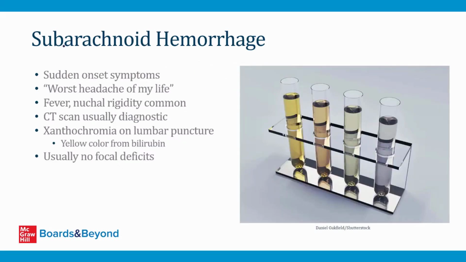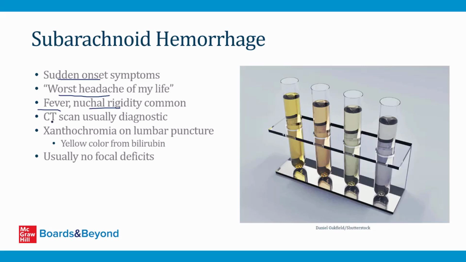So the clinical features of subarachnoid hemorrhage I talk about in detail in the video on intracranial aneurysms, but I'll briefly review them here. The symptoms usually have a sudden onset when the aneurysm ruptures. Patients will complain of a headache, and classically they will say it's the worst headache of their life. They can have fever from inflammation of the meninges. They can also have nuchal rigidity, which presents with symptoms like neck stiffness.